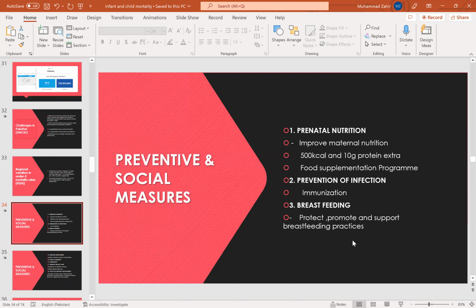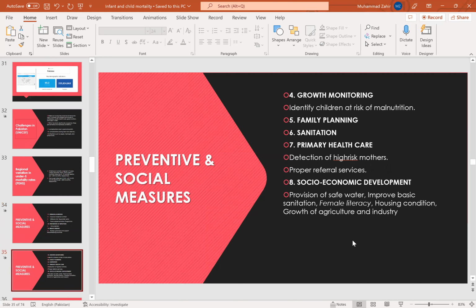Next comes the prevention of infection by certain immunizations. Then breastfeeding: protect, promote, and support breastfeeding practices. Growth monitoring is very important to identify the children at risk of malnutrition. Then family planning, sanitation, primary health care, and detection of high-risk mothers. Then there should be proper referral services.